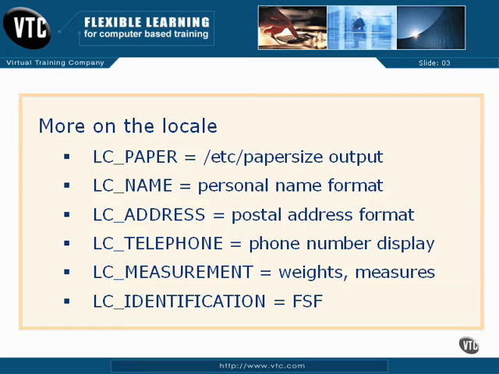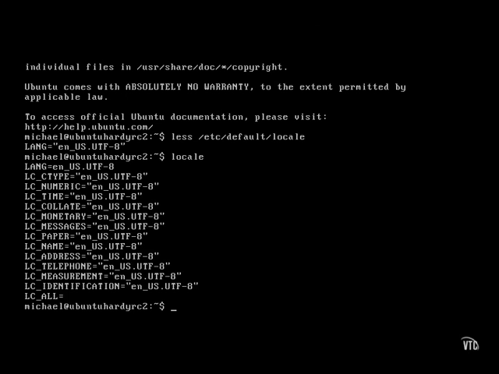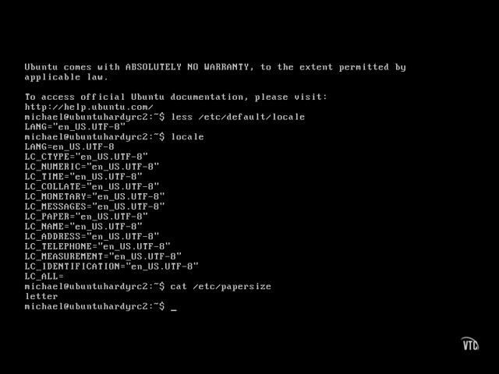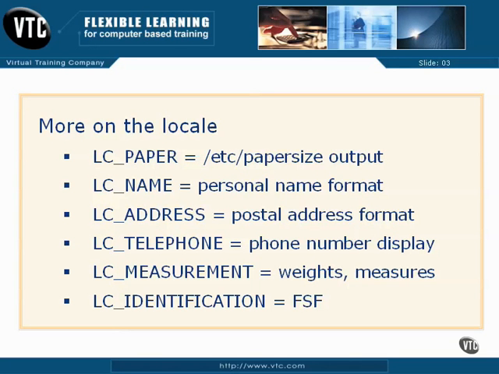LC_PAPER determines the paper output to a printer, and that's closely related to the /etc/papersize file. LC_NAME sets the format for usernames. Some Asian localization sets would put the last name first. LC_ADDRESS sets the configuration of mailing addresses for snail mail or postal use.